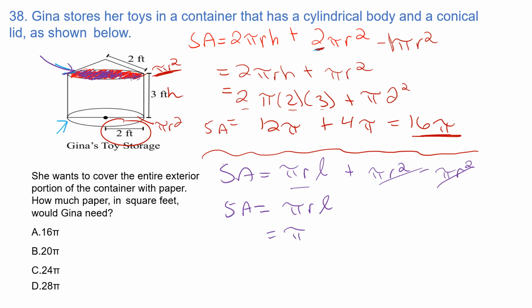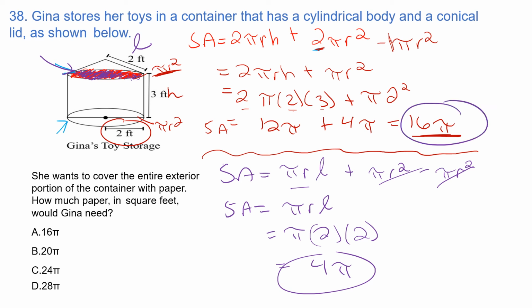So pi times r. R is the radius. Again, that is 2. Hopefully you remember that L stands for slant height, so not the perpendicular height. This is our slant height right here of 2. And we just simplify that. Okay, so 2 times 2 is 4, and that is 4 pi. Now we found the surface area of both, so now we can just combine them. 16 plus 4 is 20, so my answer is 20 pi.